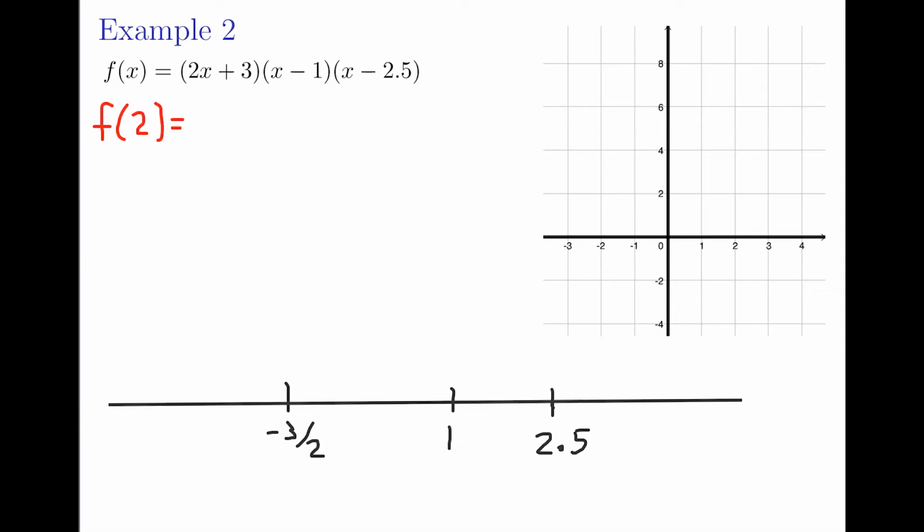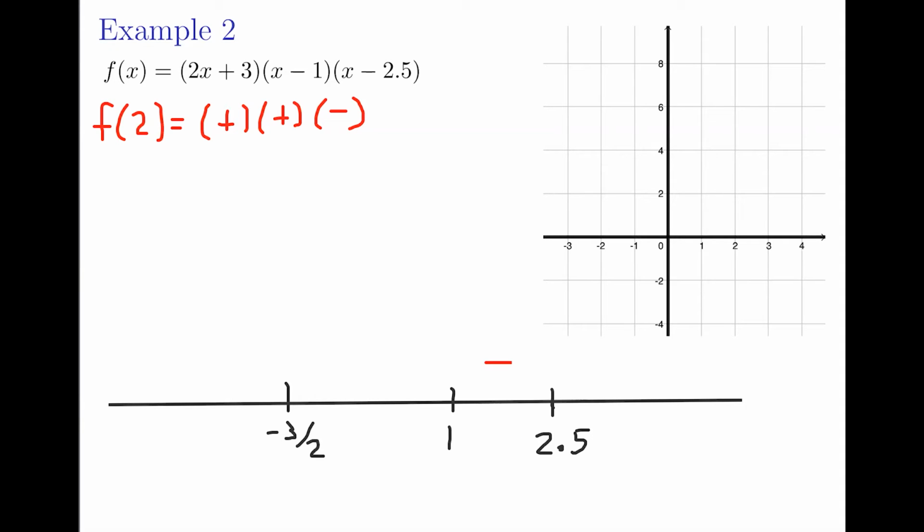It's equal to 2 times 2 plus 3. That's a positive number. 2 minus 1, that's also a positive number. And then 2 minus 2.5, that's a negative number. So what we get here is a positive, a positive, and a negative. And when we multiply those together, we get a negative. So that means that the graph of f of x is somewhere down below the x-axis in that region.